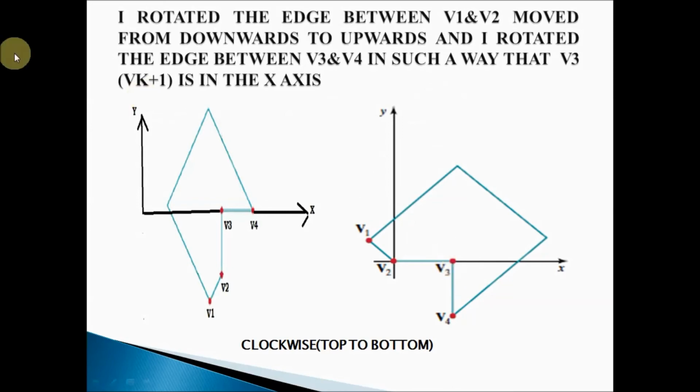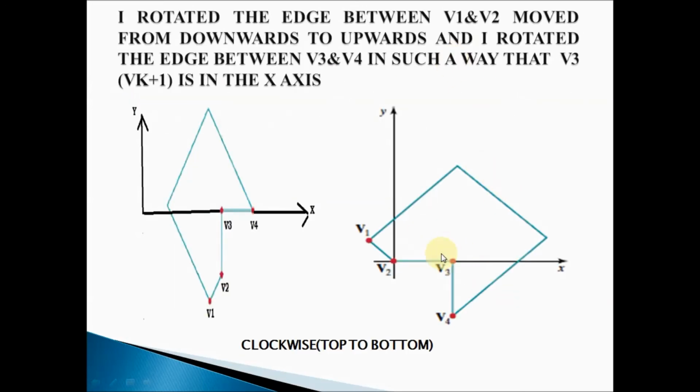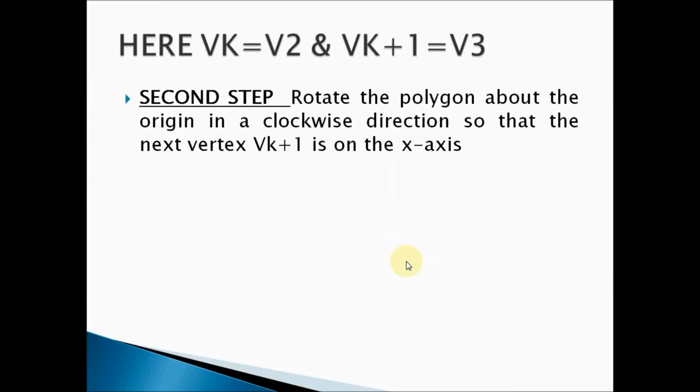Obviously, along with that, I have to justify the condition. When you rotate that, the vk plus 1 should be on the axis. That is v3. vk plus 1 is what? v3. That v3 should be on the axis. Now you can see there v3 is on the axis. So getting, guys? Now the second step is completed. So I will brief quickly.